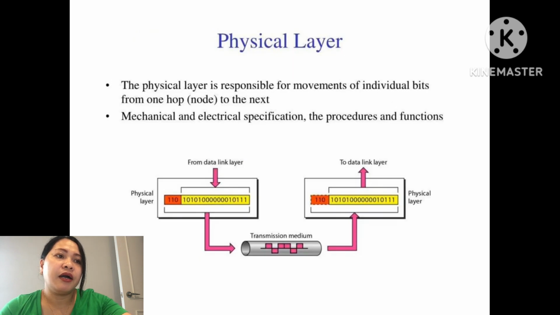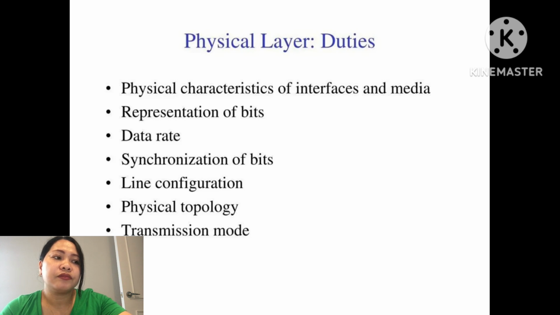Physical layer. The physical layer is responsible for movements of individual bits from one hop node to the next. Mechanical and electrical specification, the procedure and function. Physical layer duties: physical characteristics of interfaces and media, representation of bits, data rate, synchronization of bits, line configuration, physical topology, transmission mode.